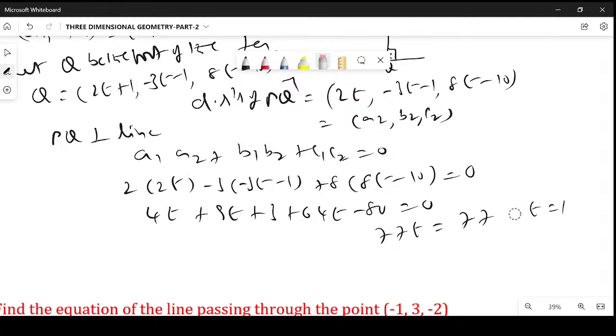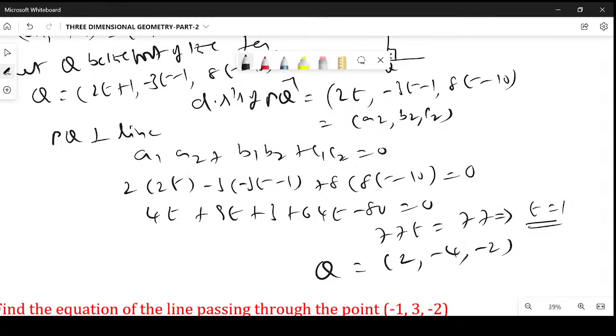So we can see I have written this implies t is equal to 1. This is the value we got, t is equal to 1. When t is equal to 1, I can easily write the foot of the perpendicular, right? They ask what the foot of the perpendicular is, so I can find the value. Therefore Q is equal to (2t plus 1, minus 3t minus 1, 8t minus 10), which will be 3, minus 4, minus 2. That is Q.